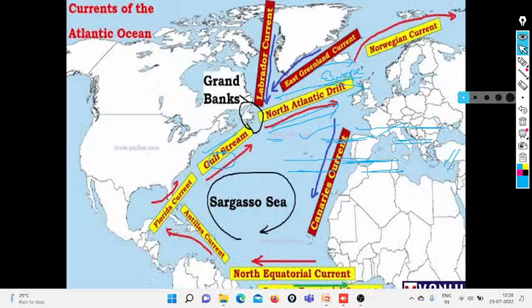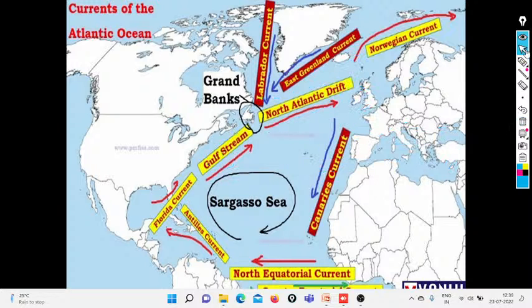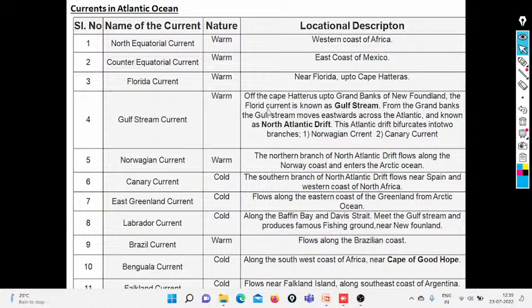The North Atlantic Drift reaches the Norwegian coast and bifurcates. The upper part is your Norwegian current, the lower part is your Canary current. The Norwegian current by nature is a warm current. The northern branch of the North Atlantic Drift flows along the Norway coast and enters the Arctic Ocean.